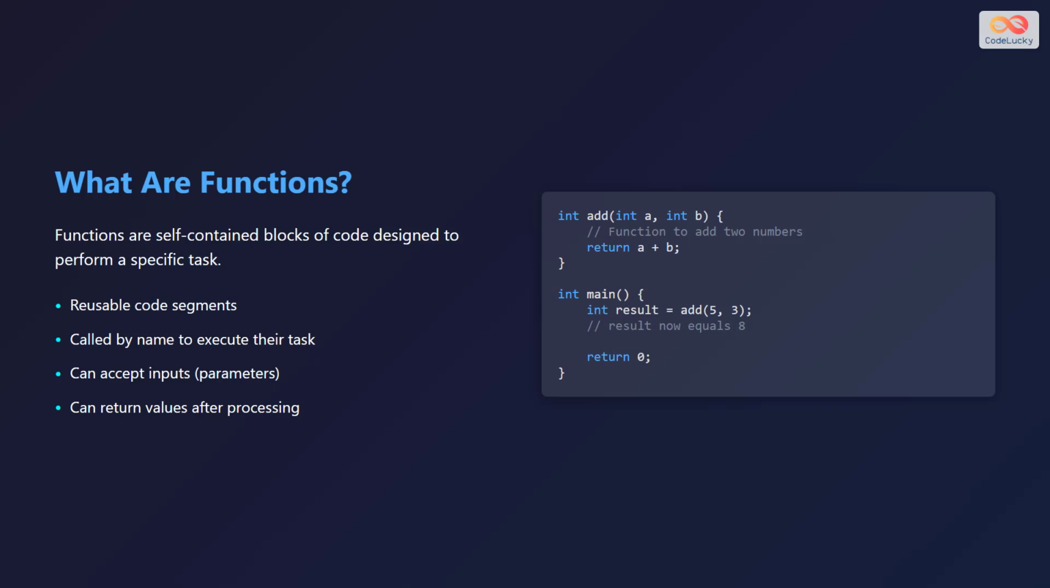We define a function named add that takes two integer parameters, a and b. The function adds these two numbers together and returns the result. In the main function, we call the add function with the values 5 and 3. The result, which is 8, is then stored in the result variable.